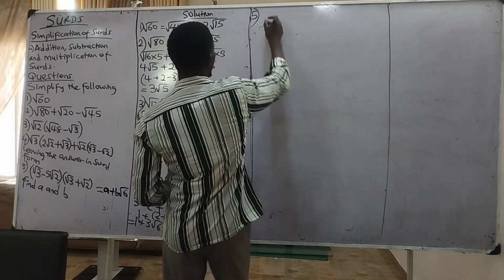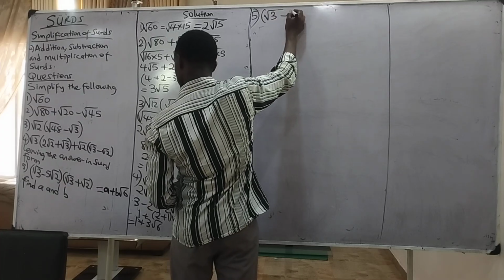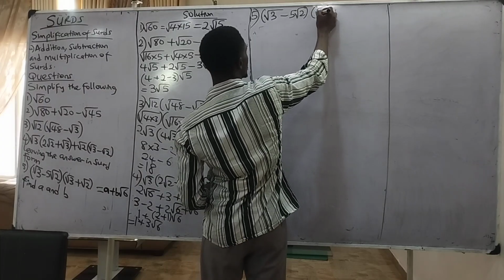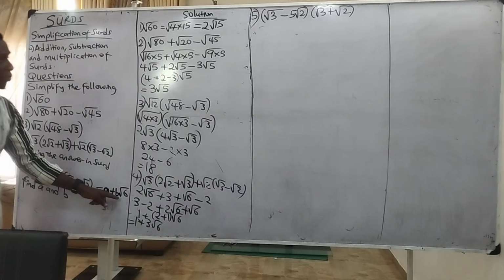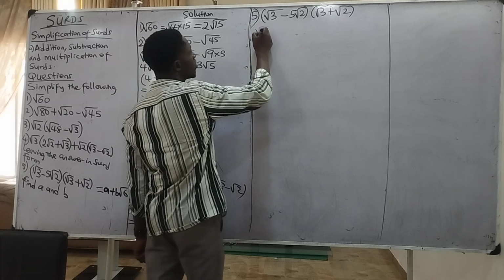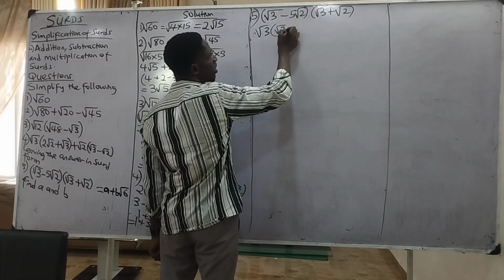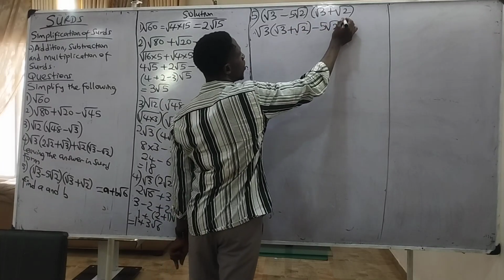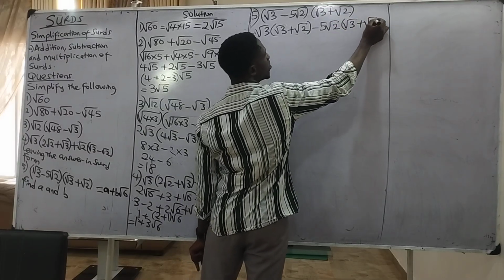We have, simplify bracket root 3 minus 5 root 2 bracket root 3 plus root 2 equal to a plus b root 6. Find a and b. So this is root 3 minus 5 root 2. We'll multiply everything in the first bracket by everything in the second bracket, which is root 3 plus root 2.